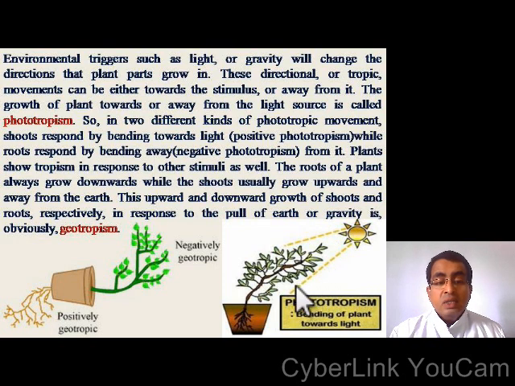Here you can see the shoots are growing towards the light, so it is called positive phototropism, and roots are growing away from the light, so it is called negative phototropism. Plants show tropism in response to other stimuli as well. The roots of a plant always grow downwards, while the shoots usually grow upwards. So here the root shows positive geotropism and the shoots show negative geotropism.